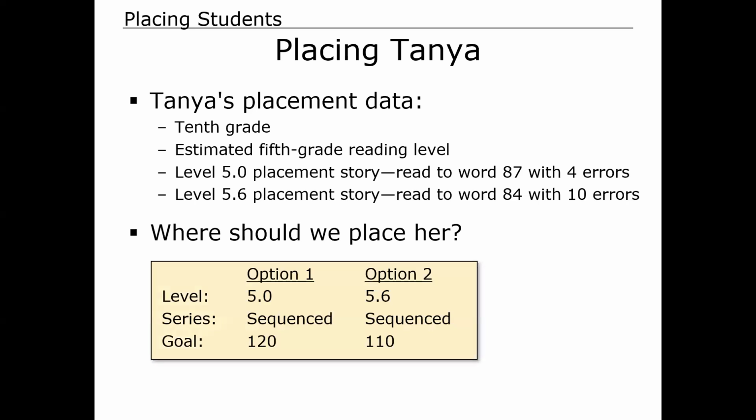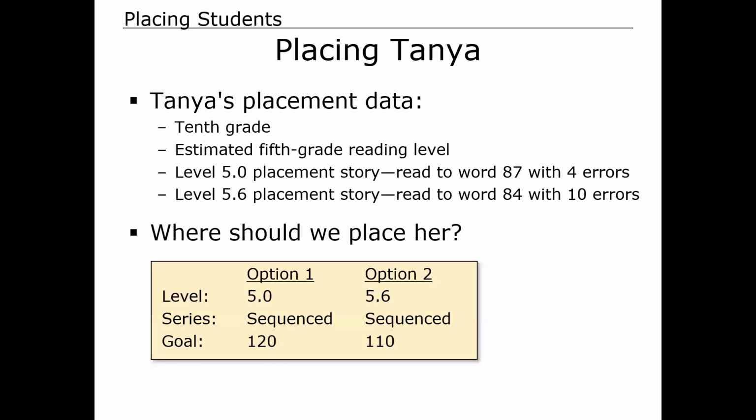The reason we bring up this example, or one of the reasons anyway, is remember Rob was an example of placing between 2 levels too. And we decided, well, if we don't know anything, we're going to go on the low end. He was a 4th grader reading at a 3rd grade level. He's only a year below grade level. But Tanya is a 10th grader reading at a 5th grade level. She is very far below.